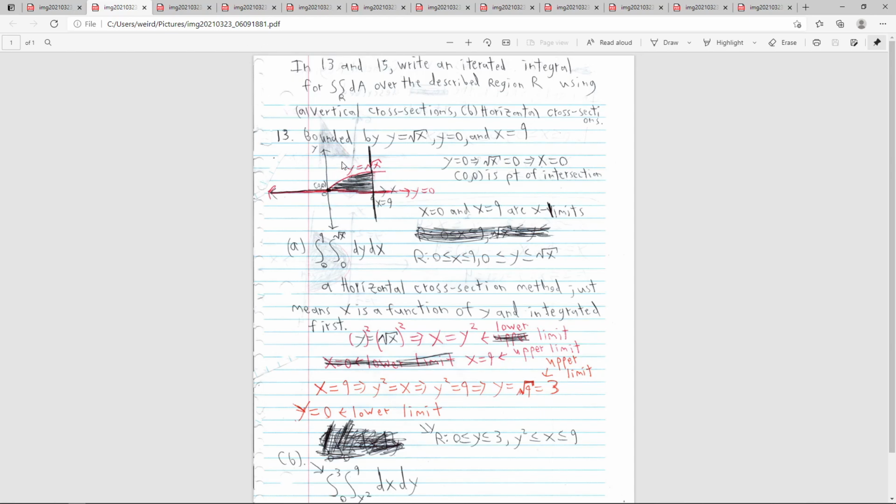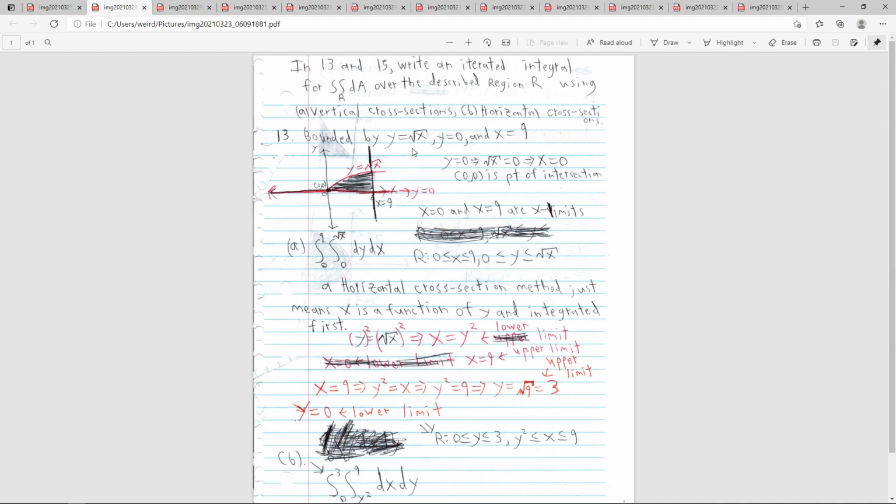Sketches can vary in how good they are, but it's helpful to sketch it just to get an idea. So we're bounded by y equals square root of x, y equals 0, and x equals 9. Those last two are simple.